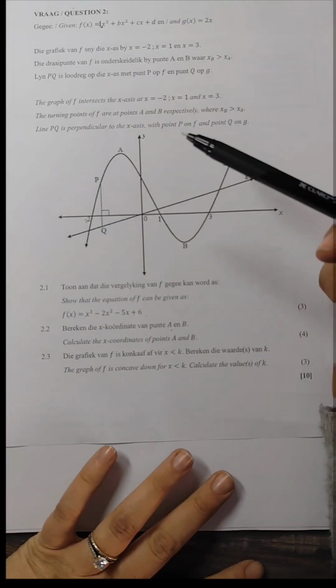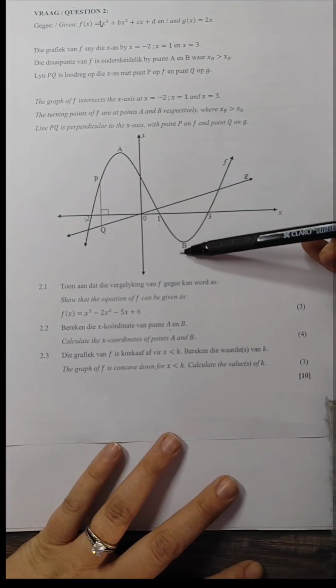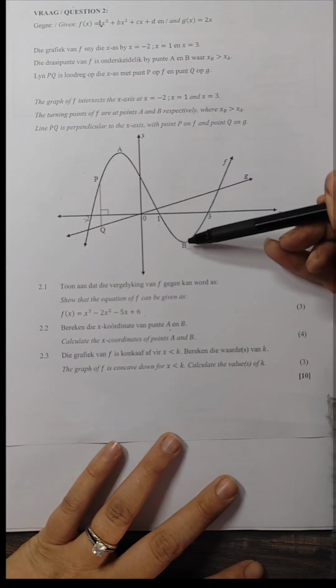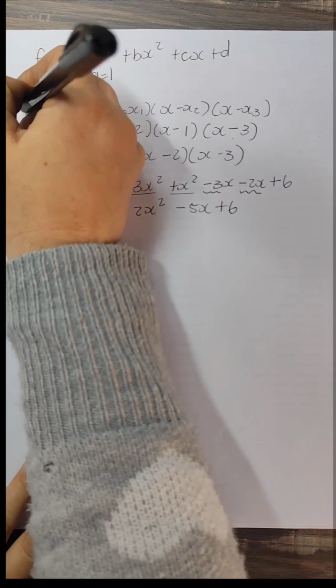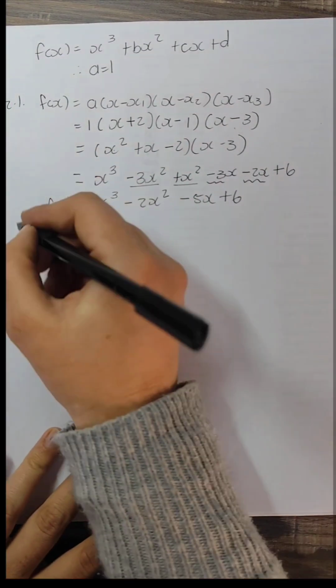How do we calculate a turning point? By saying the first derivative equals 0. That gives us the x values of our turning point. So basically this is just testing if you guys know that we find the x value of a turning point by setting the first derivative equal to 0.